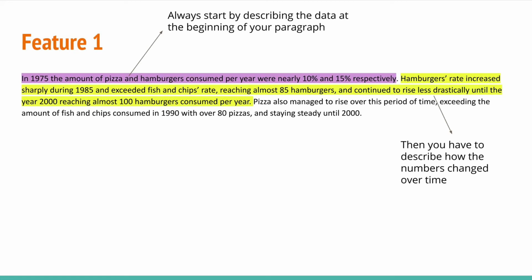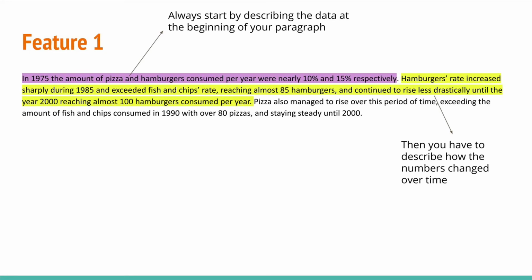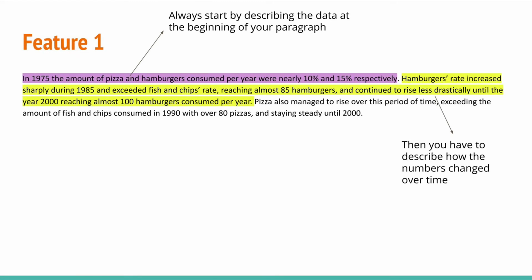For example, here I wrote, in 1975, the amount of pizza and hamburgers consumed per year were nearly 10% and 50% respectively. After that, I described how the numbers change over time, providing the percentages at some important points. For example, hamburgers rate increased sharply during 1985 and exceeded fish and chips rate, reaching almost 85 hamburgers, and continued to rise less drastically until the year 2000, reaching almost 100 hamburgers consumed per year.